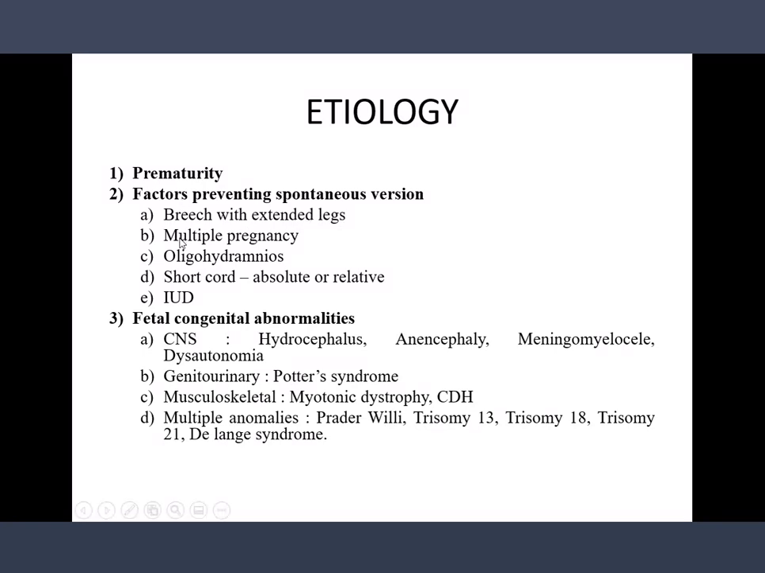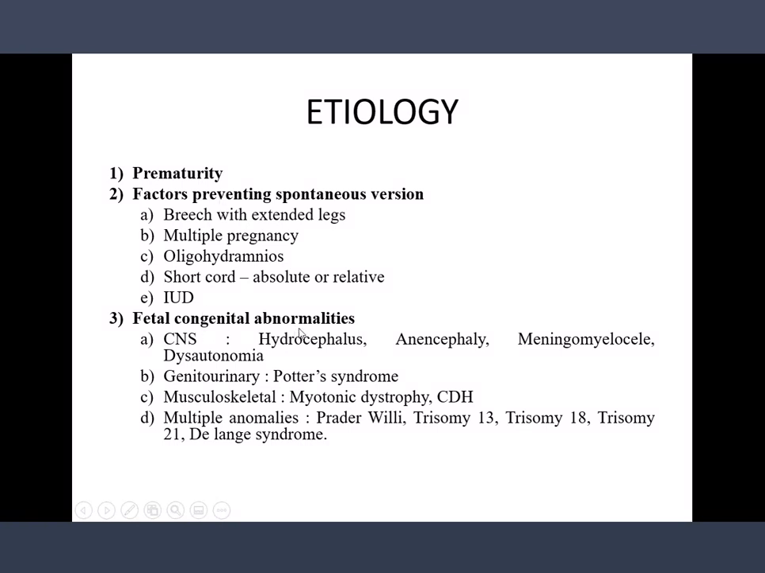And the second most common reason which prevents version is multiple pregnancy, like twins or triplets, because of the less space, there is less movement of the fetus. And also because of the less quantity of liquor, and because of short cord, which will also prevent the spontaneous version of the breech. And the last cause for prevention of spontaneous version is intrauterine fetal death.